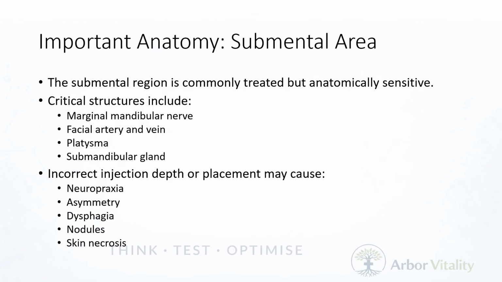So what is some important anatomy we have to remember? Our submental area is commonly treated, and that's our double chin area. But remember our platysma, submandibular glands, facial arteries and veins, and your marginal mandibular nerve run near that area. Incorrect depth or placement can cause asymmetry, dysphagia, necrosis, and neuropraxia.